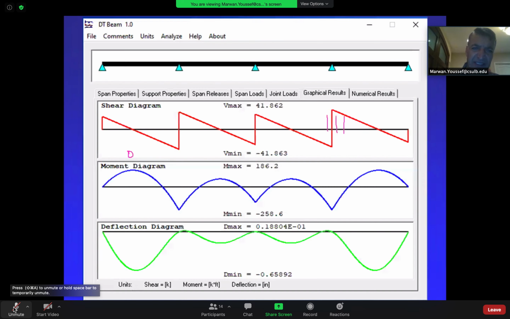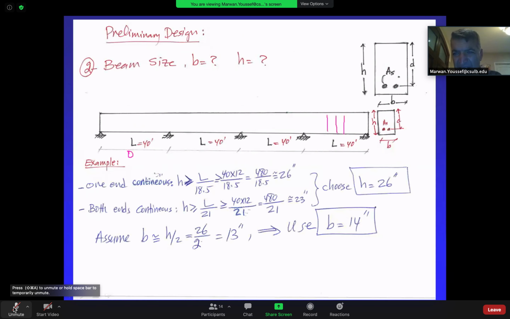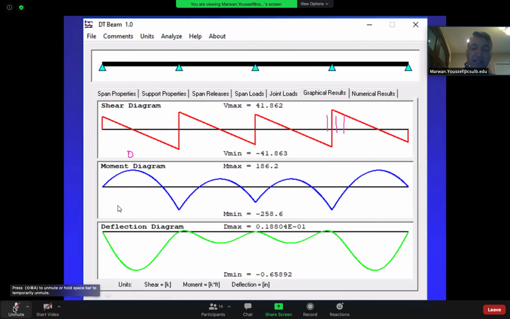I will go here and I calculate Mu over phi B D squared for this span. I know Mu is 186, phi is 0.9, B is 14, and D is 23. Okay? So Mu over phi B D squared, I can find that value. I go to the table and I read rho. And then As equals rho B D. That's the area of steel I need in this span.